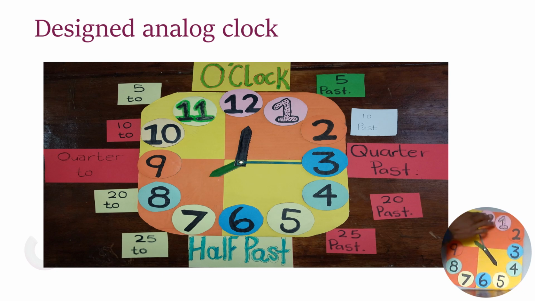Plus 5, 25 past 10. Plus 5 is half past 10. Plus 5 is 25 to 11. Plus 5 is 20 to 11. Plus 5 is quarter to 11. Plus 5, when it reaches 10, the small hour hand starts moving a bit. Okay, so it's 10 to 11. Plus 5, it's 5 to 11. Plus 5, it is 11 o'clock again.